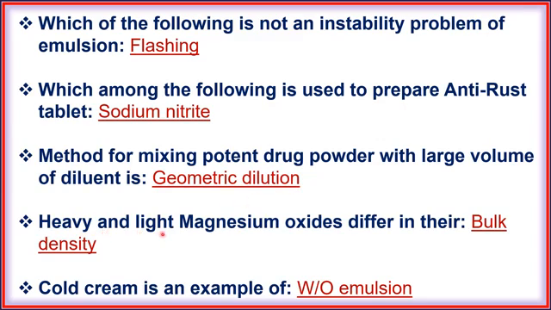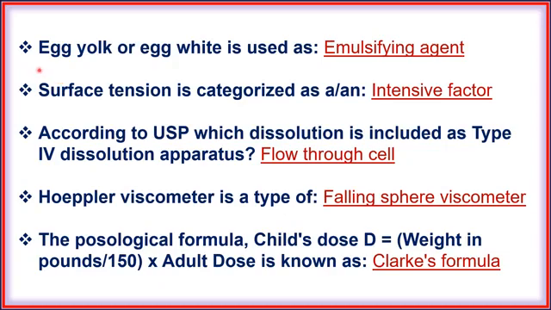Next, heavy and light magnesium oxides differ in their bulk density. Next, cold cream is an example of W/O emulsion. Next, egg yolk or egg white is used as an emulsifying agent. Next, surface tension is categorized as an intensive factor. Next, according to USP, which dissolution apparatus is type 4? Flow-through cell.